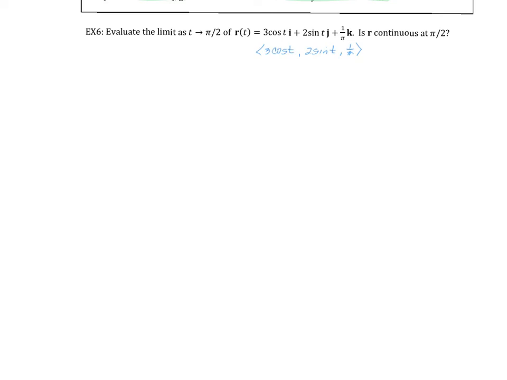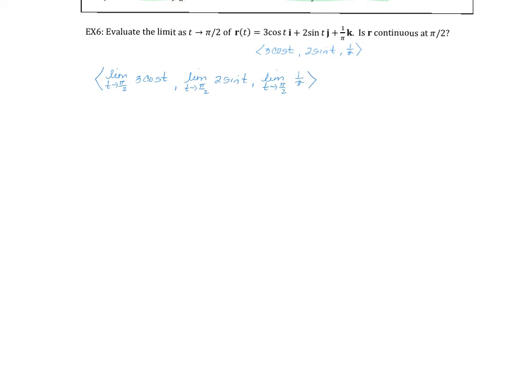So the limit of r as t approaches pi over 2 would be a vector, where all we have to do is take the limit as t approaches pi over 2 of each of the components, so 3 cosine of t. So we're going to take that limit, and then the limit, so it's like you're distributing the limit, the limit as t goes to pi over 2 of 2 sine t, and then the limit as t approaches pi over 2 of 1 over pi.